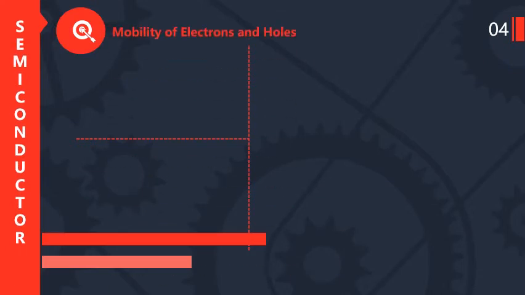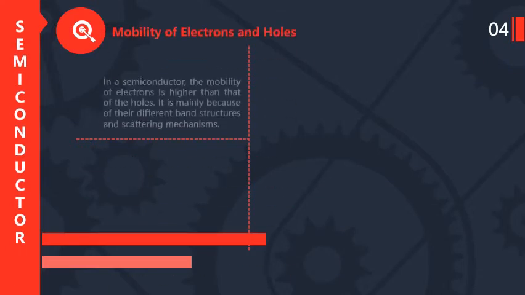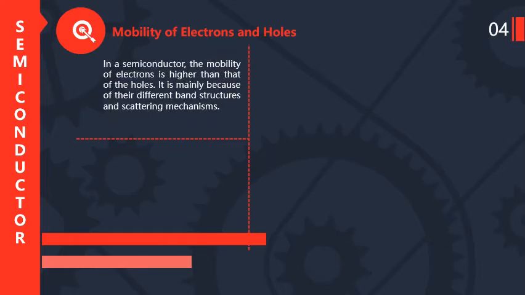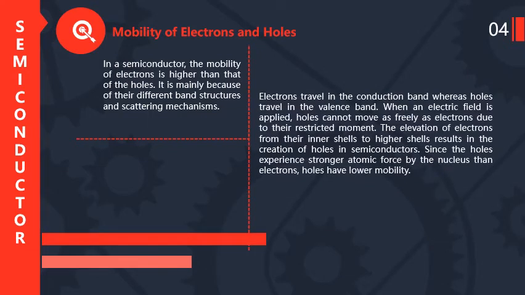Next is the mobility of electrons and holes. In a semiconductor, the mobility of the electrons is higher than that of the holes. It is mainly because of their different band structure and scattering mechanism. Electrons travel in the conduction band, whereas the holes travel in the valence band. These are the names of the energy bands: conduction and valence band.